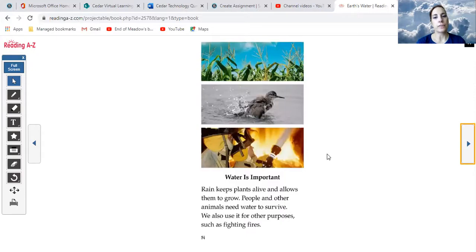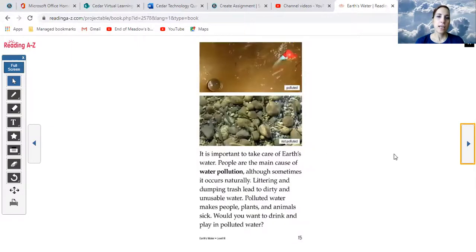Water is important. Rain keeps plants alive and allows them to grow. People and other animals need water to survive. We also use it for other purposes, such as fighting fires. It is important to take care of Earth's water.